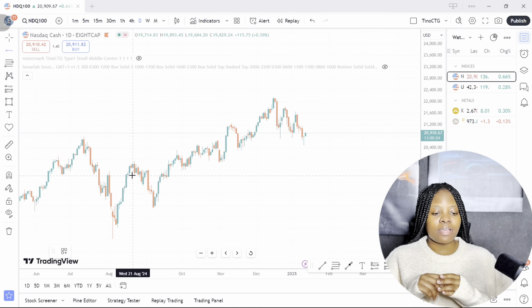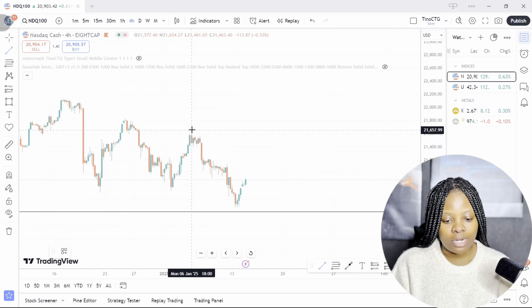Let me just make a rough analysis for the day on the NASDAQ. Let me just show you guys how I do my analysis for the day. On the daily time frame, you can already see that I've made an analysis. I already have the daily bias from yesterday. I saw that the bulls were in control of the market, so the only thing that's left for me now is to go to the 4-hour time frame.